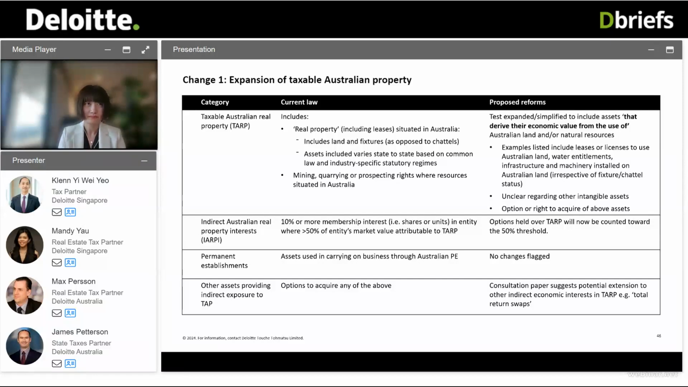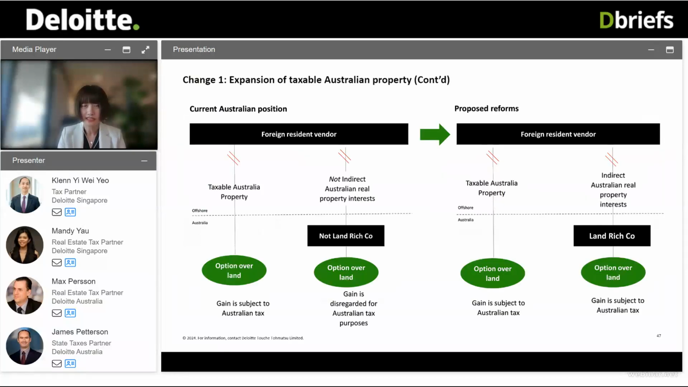Next slide, please. So under the current Australian tax law, a direct disposal of an option over land by a non-resident will be taxable, but an indirect disposal of an option over land through a company or a trust is not taxable, even though the option may represent 100% interest of the value of the shares or the units. Under the proposed reform, non-residents will be subject to Australian tax on both direct and indirect disposal of options over land, which now fall under the expanded definition of taxable Australian real property.